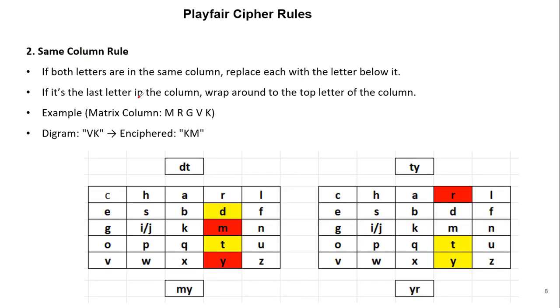Now next is the same column rule. Just make the assumption that these are in the same column, like M, R, G, V, K.